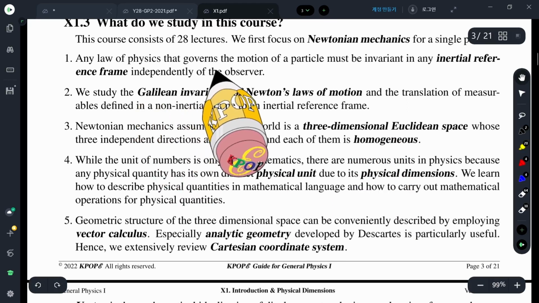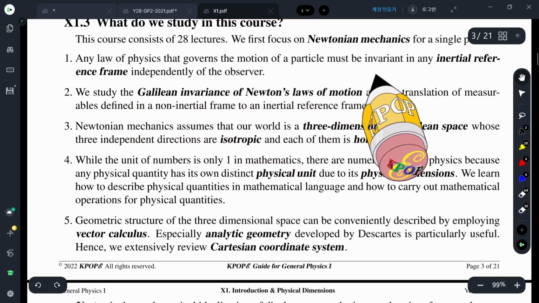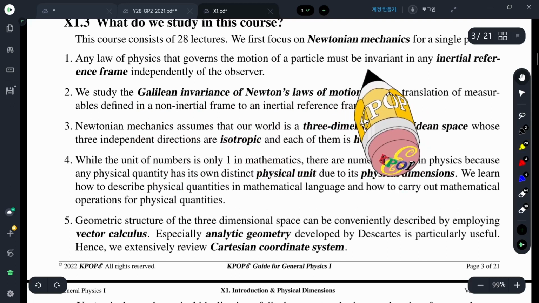Any law of physics that governs the motion of a particle must be invariant in any inertial reference frame. The frame of reference was first introduced by Galileo, and later Newton's three laws of motion were developed, and that is the fundamental background of Newtonian mechanics.